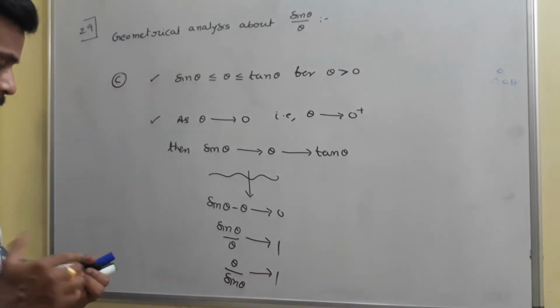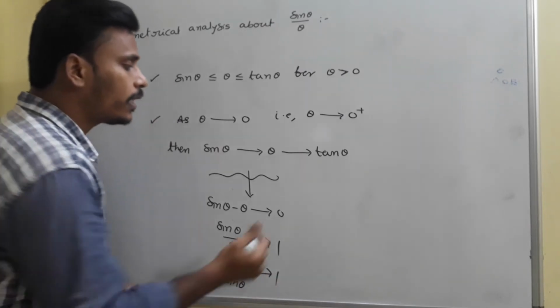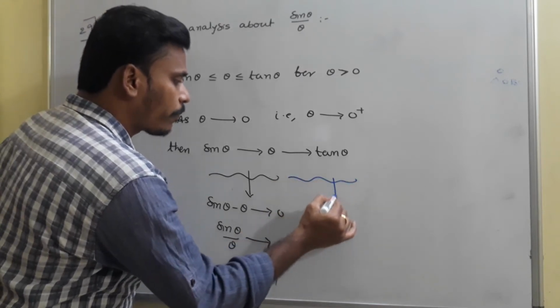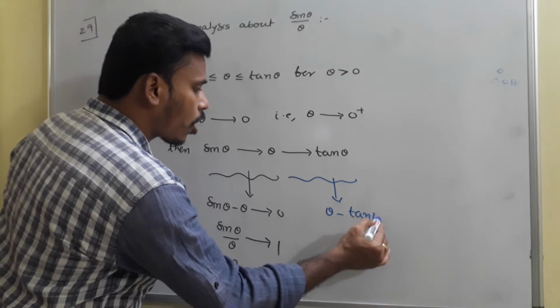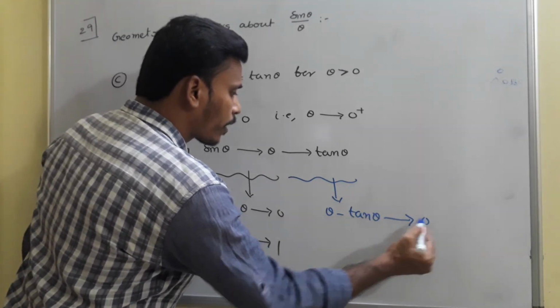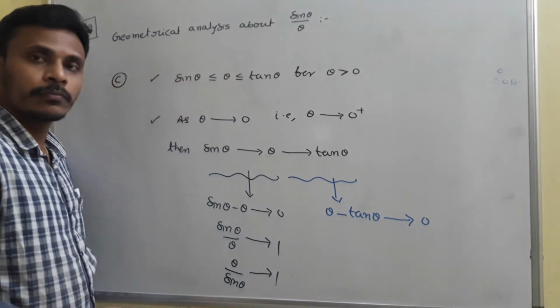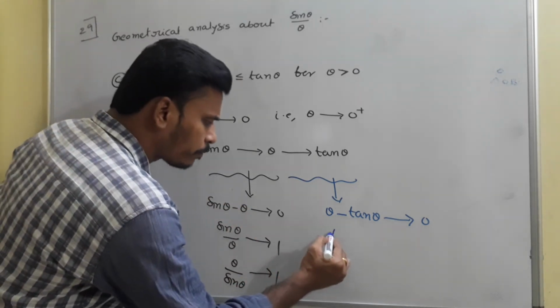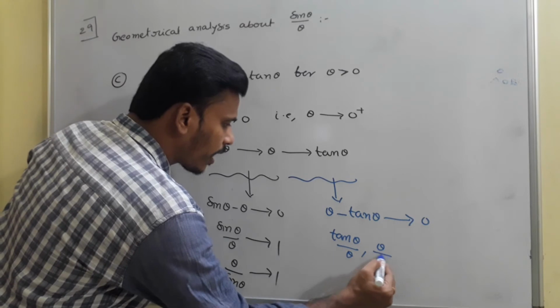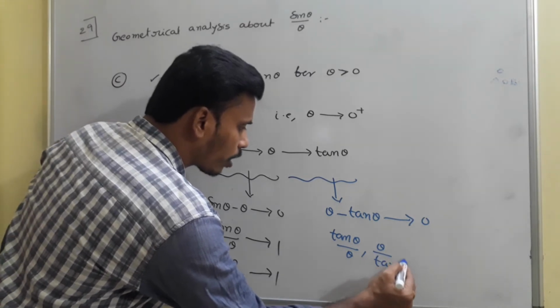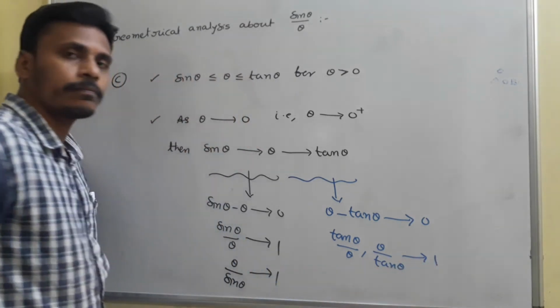In the same way, when you think about theta tending to tan theta, again I have a chance to say theta minus tan theta or tan theta minus theta is tending to 0. Since they are almost equal, tan theta by theta, theta by tan theta both are tending to 1.